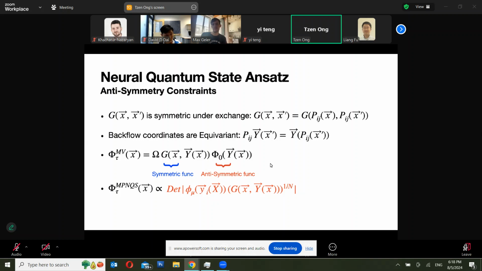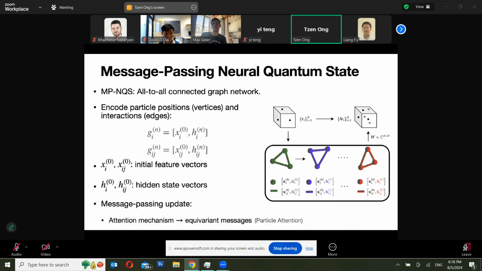But maybe thinking about neural network constructs in terms of 1, 2, and maybe even 3, 4 particle reduced density matrices may be helpful, but they're working with more of this first quantized picture right now. I see, thank you. So basically, this MP-NQS in some sense focuses on constructing the backflow coordinates first, and not on the wave function.